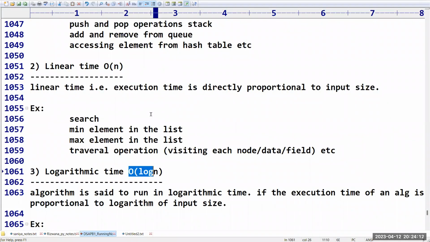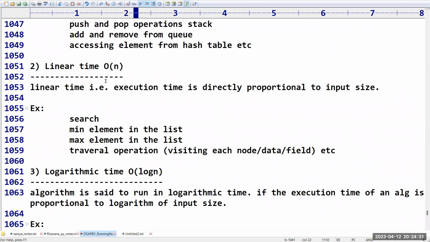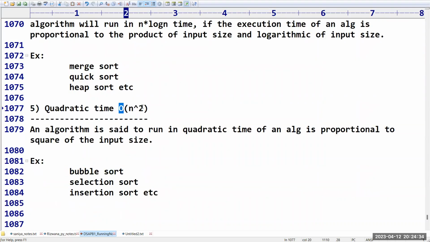Got it? But we can define some order also. We can define an increasing order, which one will take more. That depends on the algorithm only, right? We can't give it directly here. Suppose if your algorithm is taking constant time, this is the representation. If it keeps on increasing, it will be n square, something like that. That depends.